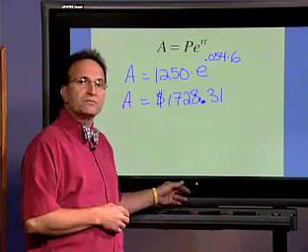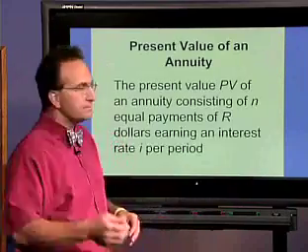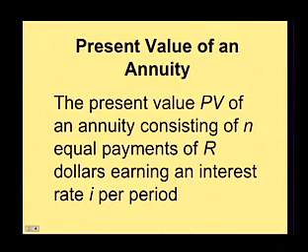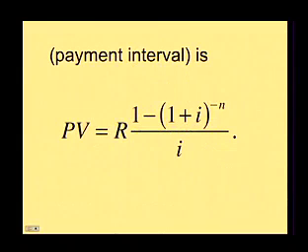Let's look at both of these formulas. We'll start with present value. The present value, PV, of an annuity consisting of n equal payments of an amount R dollars, earning an interest rate of i per period, which is the payment interval, is given by PV, the present value, equals R, the payment you make each period, times the quantity 1 minus (1 plus i) raised to the negative n, all divided by i.